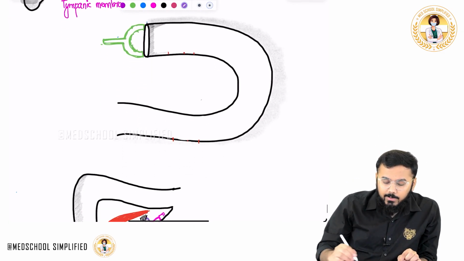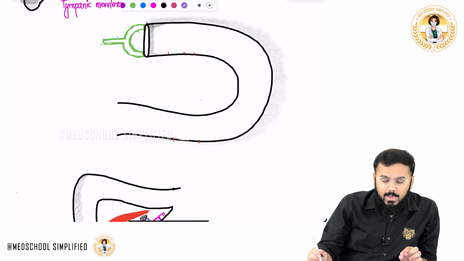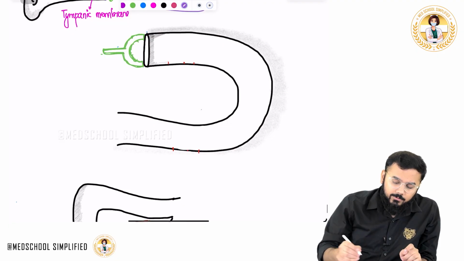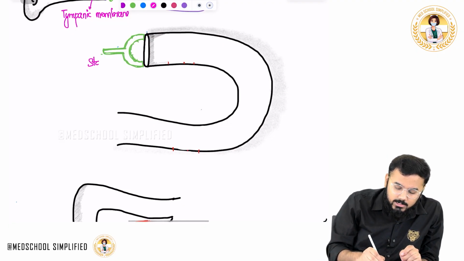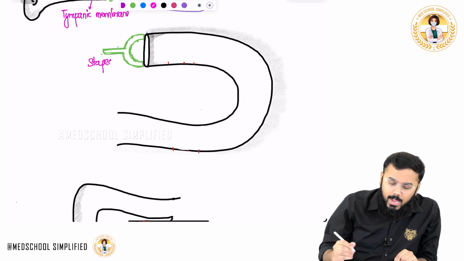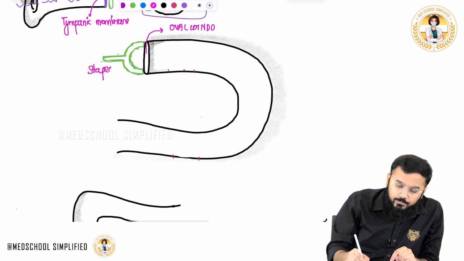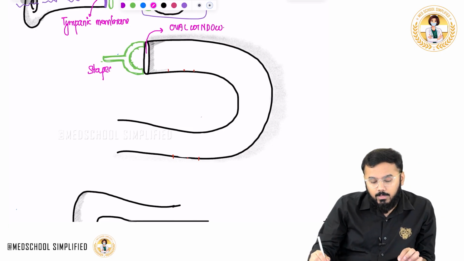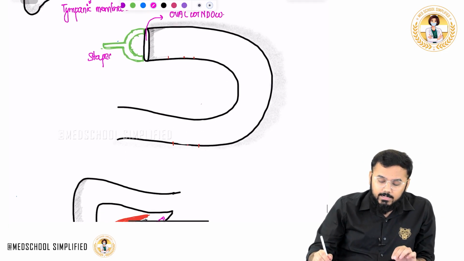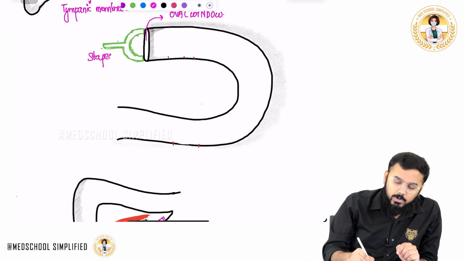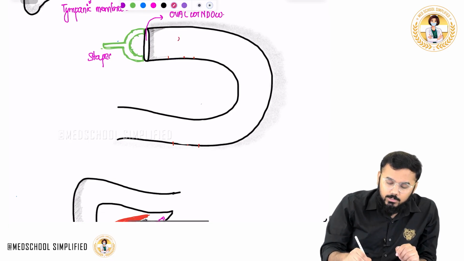Now I have drawn the picture of the inner ear, and let us see what is happening over here. If you look very carefully, this bone is called the stapes, and this particular window which you can see over here is called the oval window. Now this inner ear has three important compartments. What are these three compartments? The upper one is called scala vestibuli.